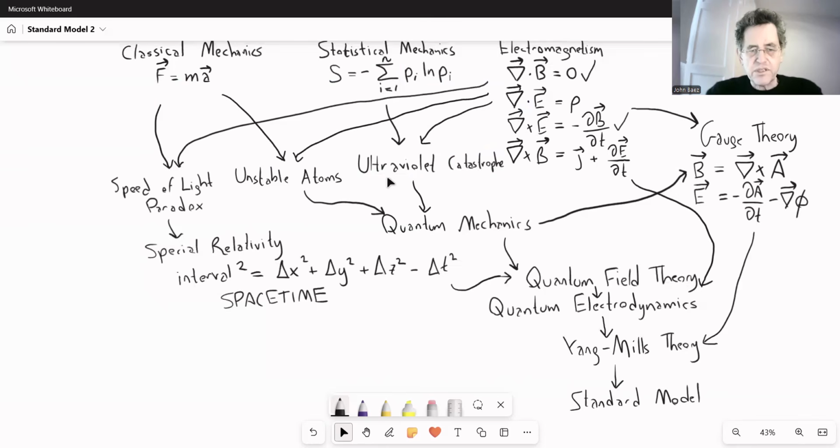The resolutions of those problems led us, or could have led us, and to some extent did, in fact, historically lead us to quantum mechanics and special relativity. And then once we understood quantum mechanics and special relativity well enough, we could apply them to generalize the insights of Maxwell's equations in electromagnetism to the other forces and get the Standard Model.